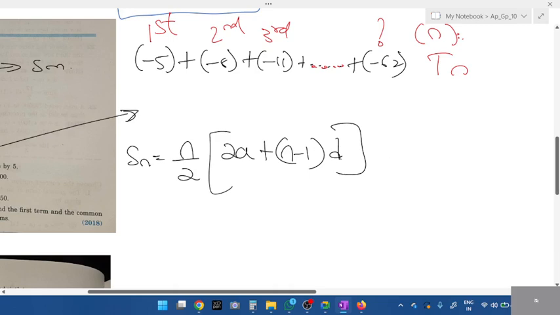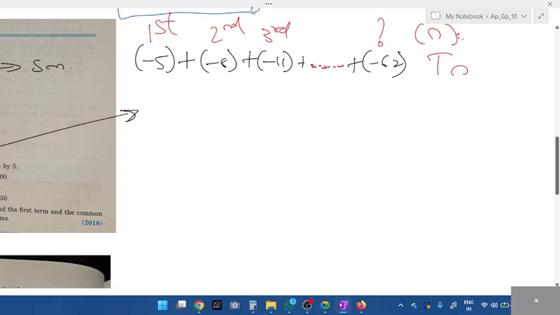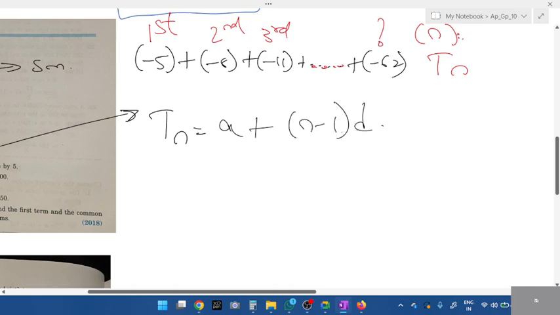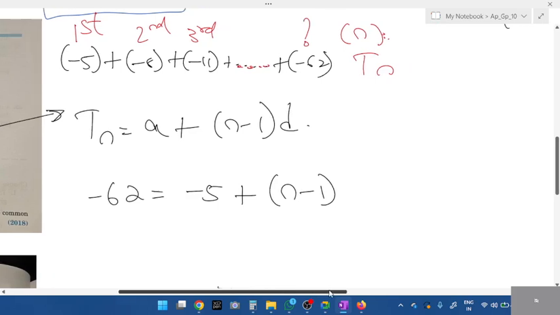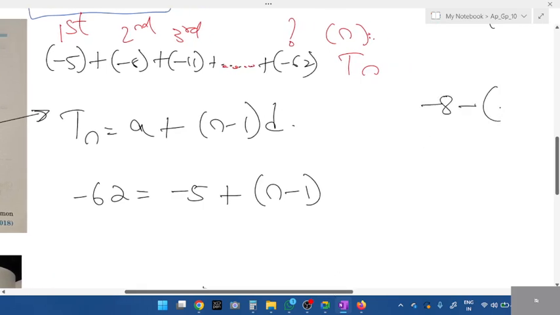Your wish. Next. What is the n value? n is not given. If n is not given, first what you need to find? The n value, right? Which is the other formula we used to find the n value, students? T of n is equal to a plus (n-1) d. What is the difference? How do you find the difference? Second term minus first term: -8 minus of -5 is -3. So -62 is equal to -5 plus (n-1) into -3.